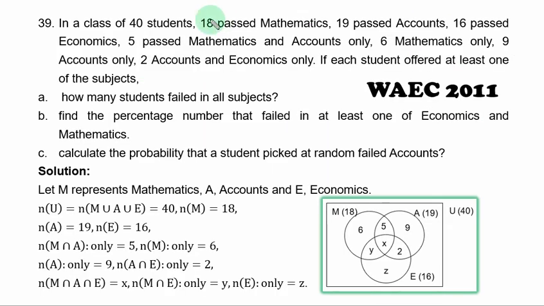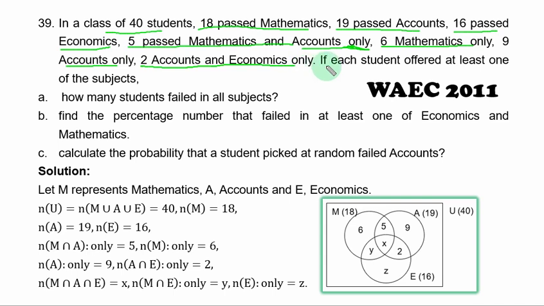Example 39. In a class of 40 students, 18 passed mathematics, 19 passed accounts, 16 passed economics, 5 passed mathematics and accounts only. Take note of this term. It is very important. 6 mathematics only, 9 accounts only, 2 accounts and economics only.